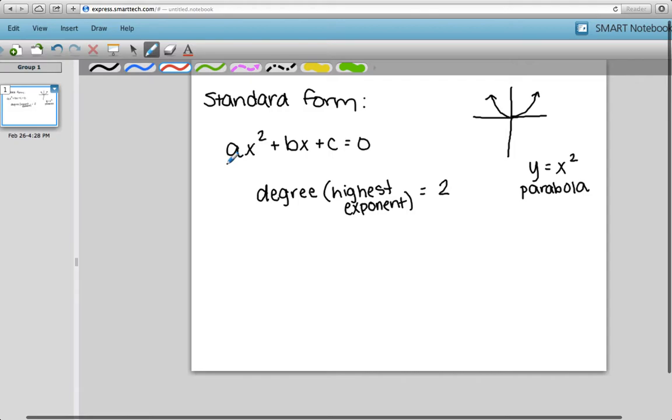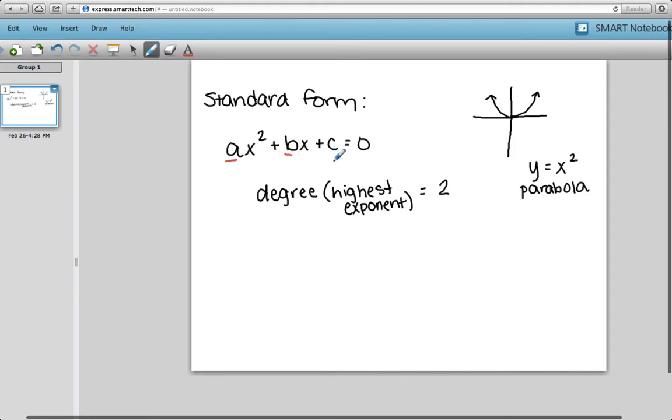But now I have thrown in these letters A, B, and C, which are different than our variable x that we are used to. A, B, and C just represent some numbers. They're constants. Now, obviously, they don't equal 0, because if they equaled 0, it would make a term go away. So it can't equal 0. So we'll put that in parentheses, not equal to 0. But any other number is fine.